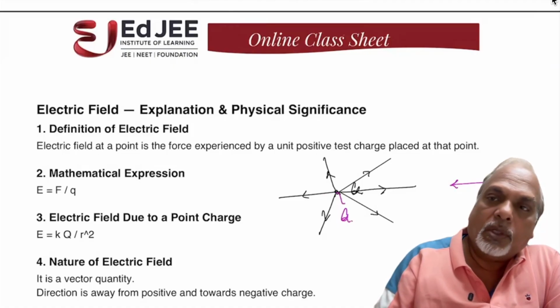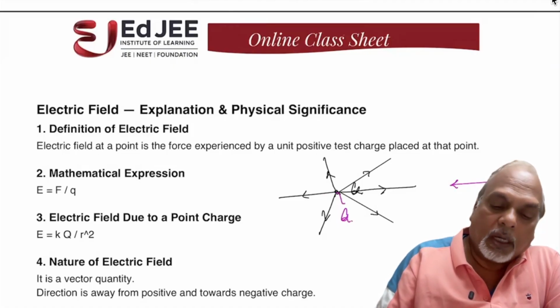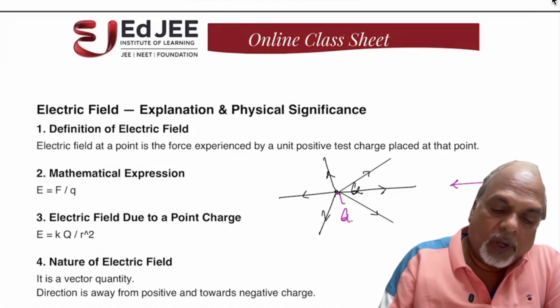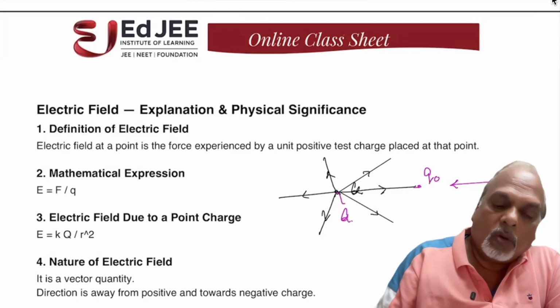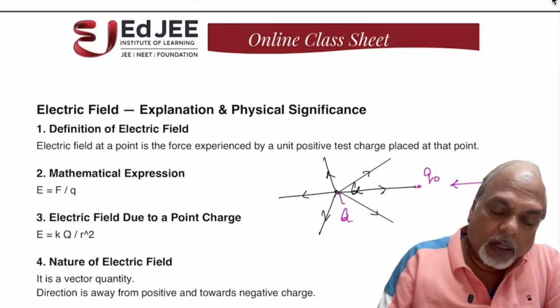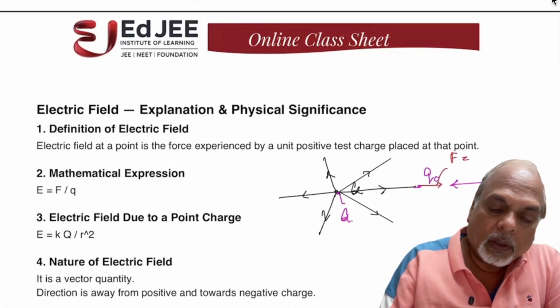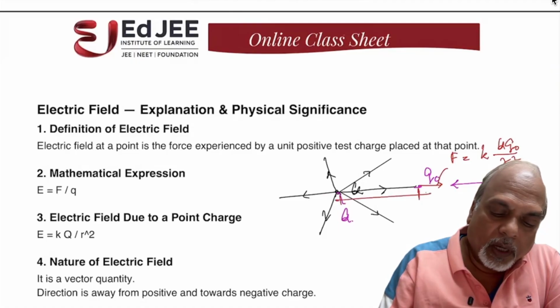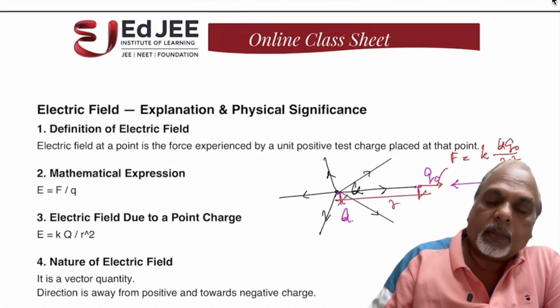But once this Q0 charge comes in the influence of Q, then it will experience a force that is K Q Q0 upon R square. And what is this? R is the distance.